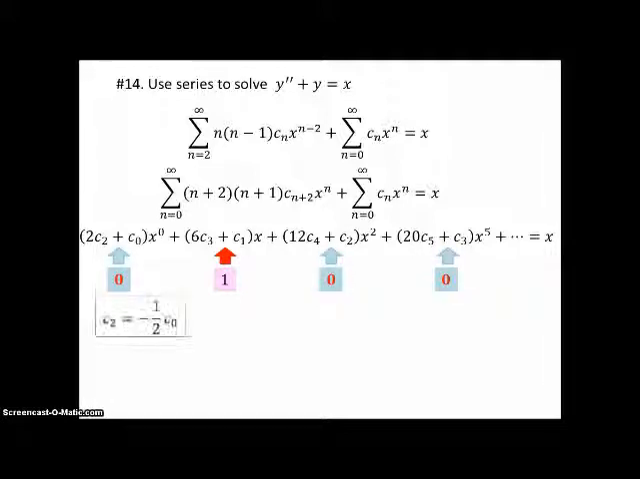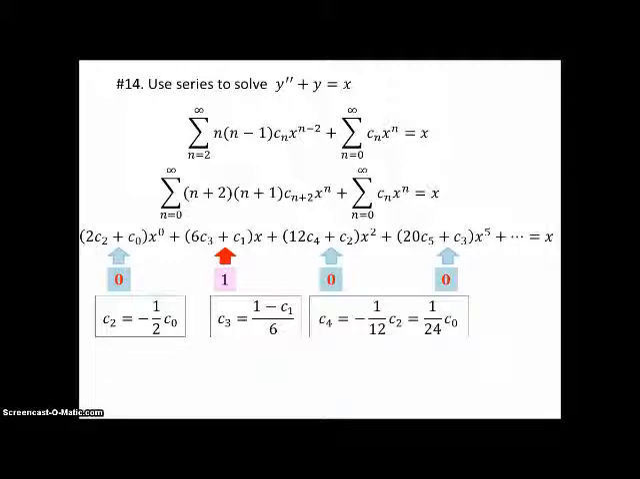So let's take a look at what we got here. For the coefficient of x to the 0, c2 has to equal negative a half c0. And for the coefficient of x, c3 has to equal (1 minus c1) over 6. And for the coefficient of x squared, c4 has to equal negative 1/12 c2, which is equivalent to positive 1/24 c0.